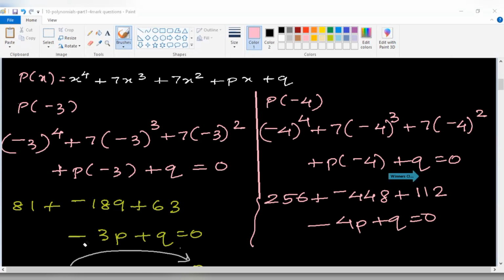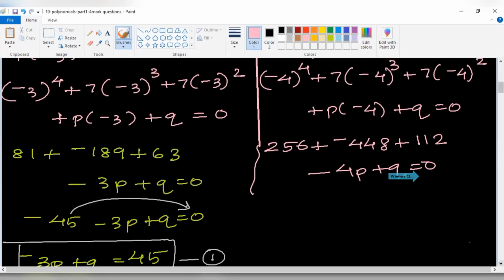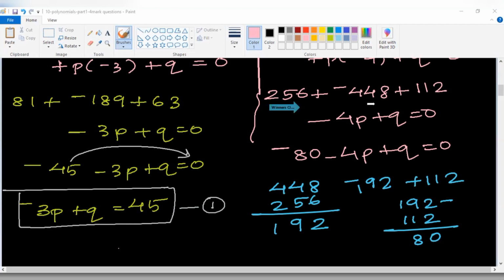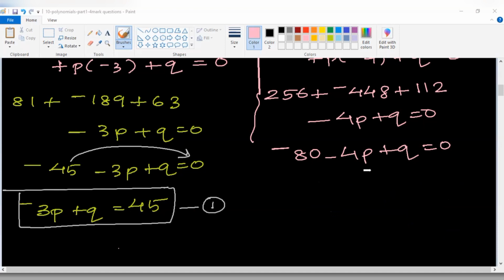And now what we have is 256 minus 448 plus 112. We have to solve that first. So 256 plus minus 448 is 448 minus 256, that is 192. Then minus 192, because the bigger number is negative. So minus 192 plus 112, that is 80. And it is negative because 192 is bigger. So it is minus 80 minus 4p plus q is equal to 0.